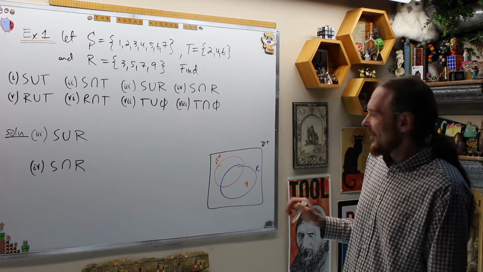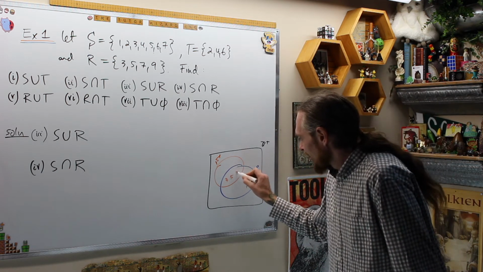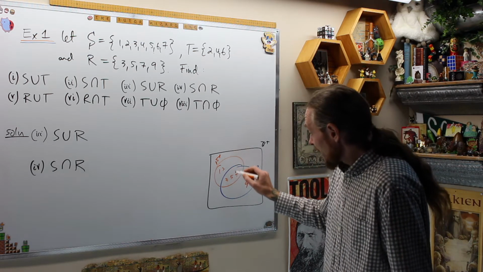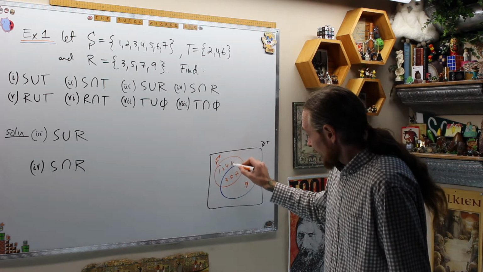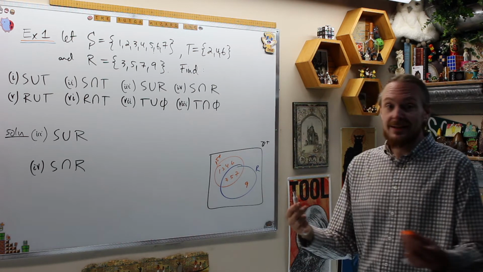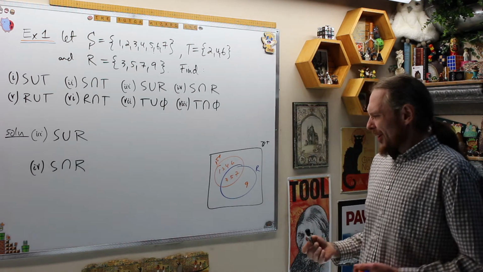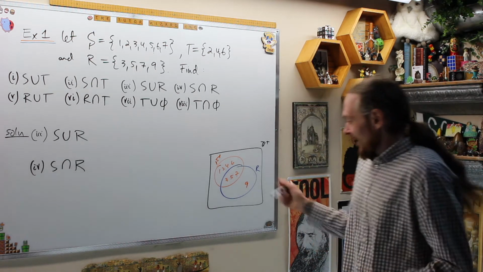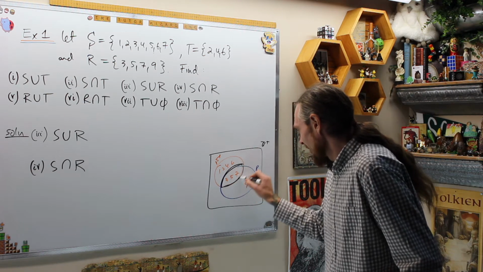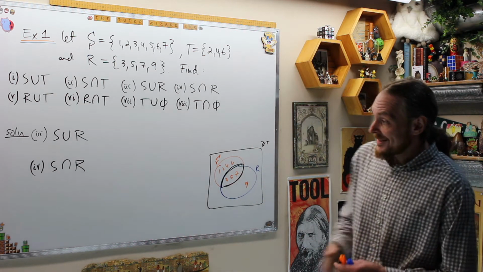I'll use orange for all of them. And then we have 3 and 5 and 7. And then we have 1, 2, 3, 4, 5, 6, 7. So those are all the values in S, and those are all the values in R. And now you can see where we're going to get at. Where do these intersect each other? Or where's the overlap? This thing is going to be the overlap. And so that's going to be our intersection.